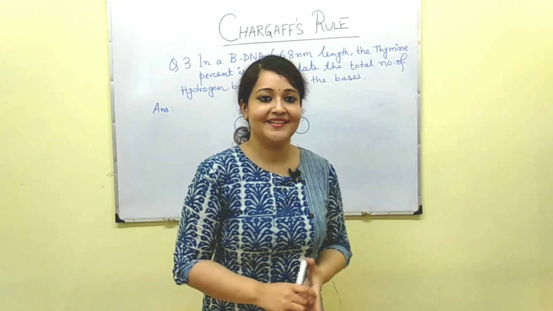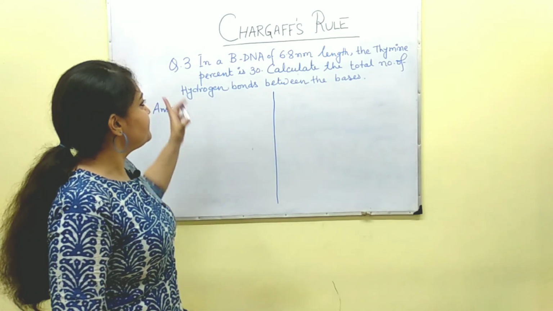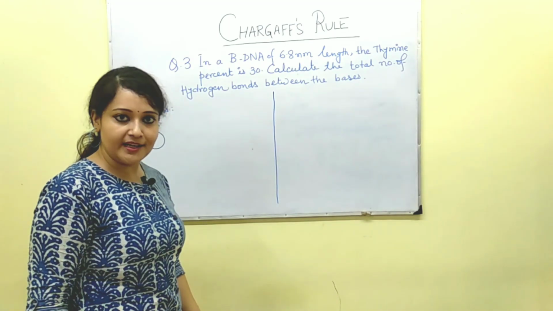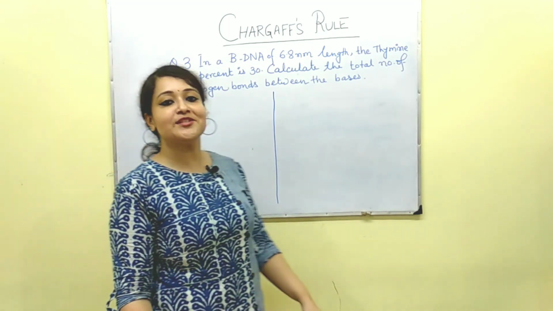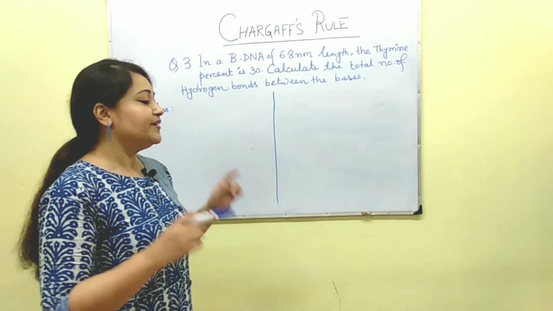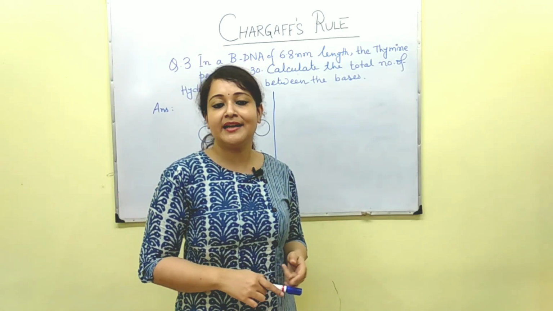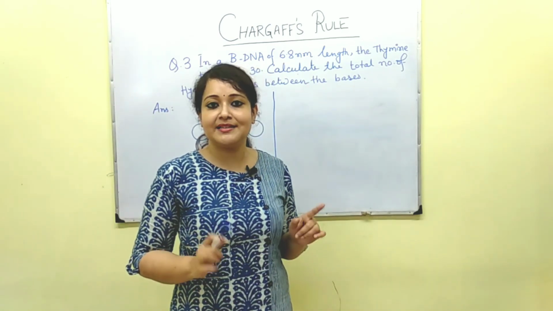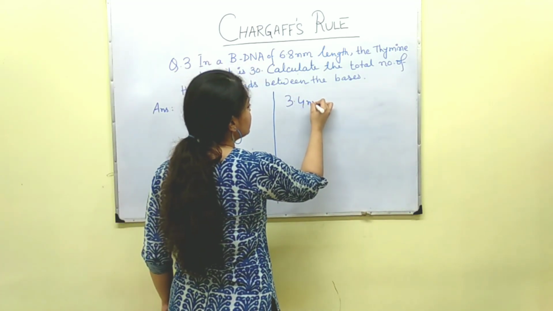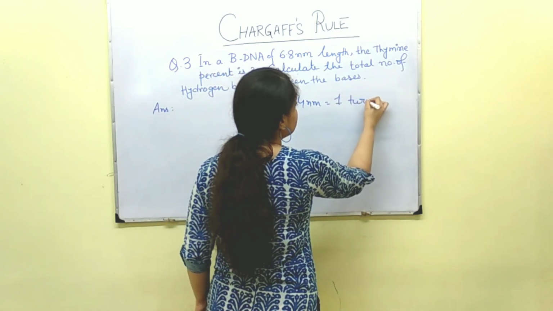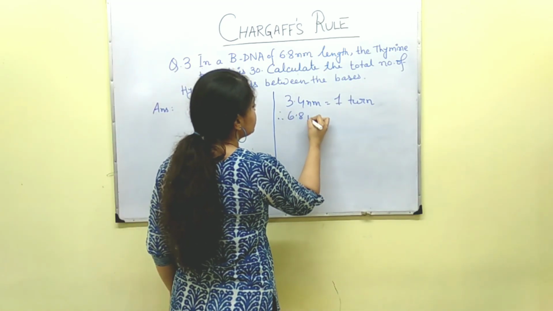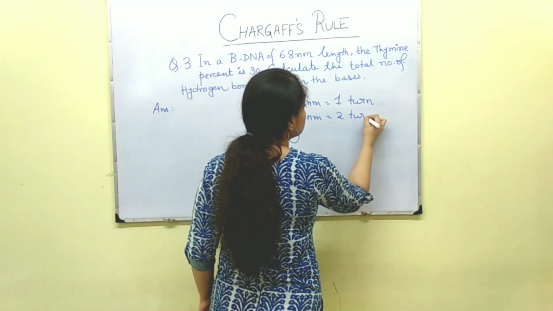Solve question number 3. What is mentioned in question number 3? For a bDNA of 6.8 nanometer length, the thymine percent is 30. Calculate the total number of hydrogen bonds present between the bases. So how are we going to solve this question? First, try to memorize what I mentioned: a complete turn in the DNA double helix is 34 angstrom. That means 3.4 nanometer is one complete turn. In the question, it is given 6.8 nanometer. Therefore, 6.8 nanometer will have 2 turns, right?